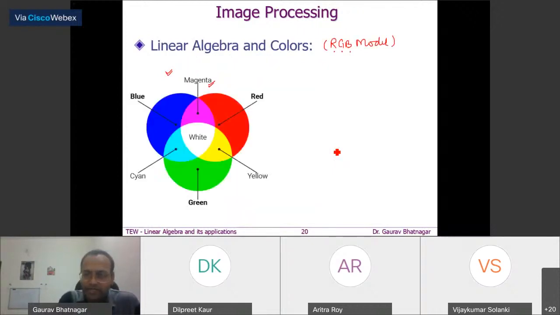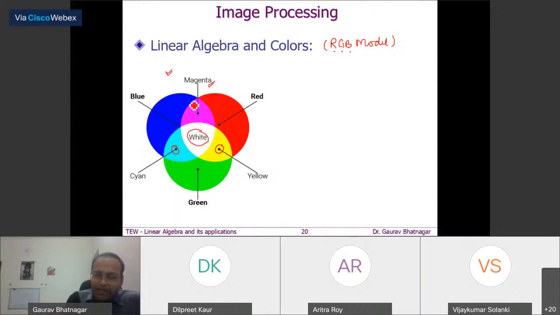So again, I am not going to discuss the CMYK model, because the philosophy is going to be the same as we are going to have in the RGB model. So you can visualize those things very easily. Now whenever I mix blue and red, the color I am going to get is magenta. Similarly, when I mix blue and green, I am going to get cyan. And whenever I mix green and red, I am going to get yellow. And now I'm going to try to mix the third color as well. So when red, green, and blue are mixed, I am going to get white.